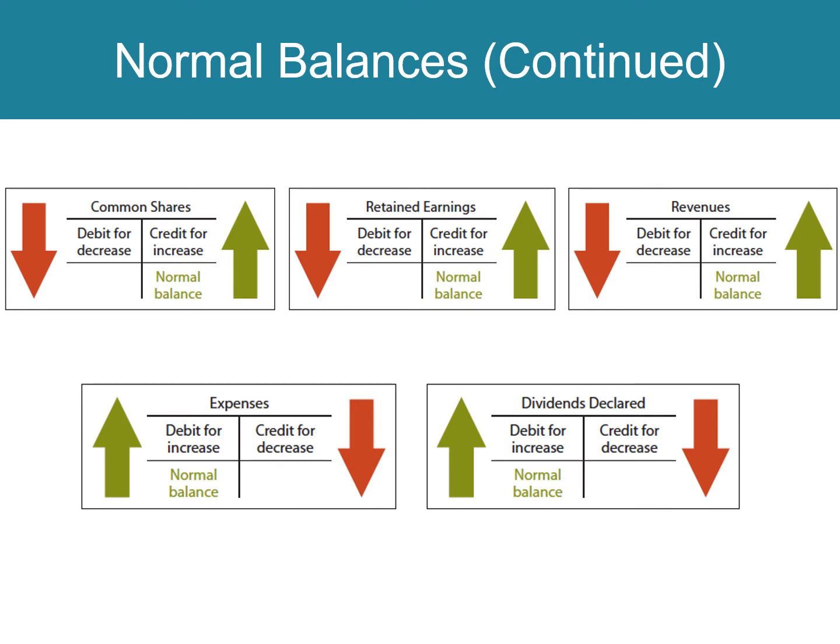For decreases in shareholders' equity, expenses and dividends declared both decrease retained earnings. Expenses combine with revenues to determine net income. Thus, expense accounts are increased by debits and decreased by credits. Because expenses and dividends declared accounts are increased by debits, the normal balance in these accounts is a debit balance.